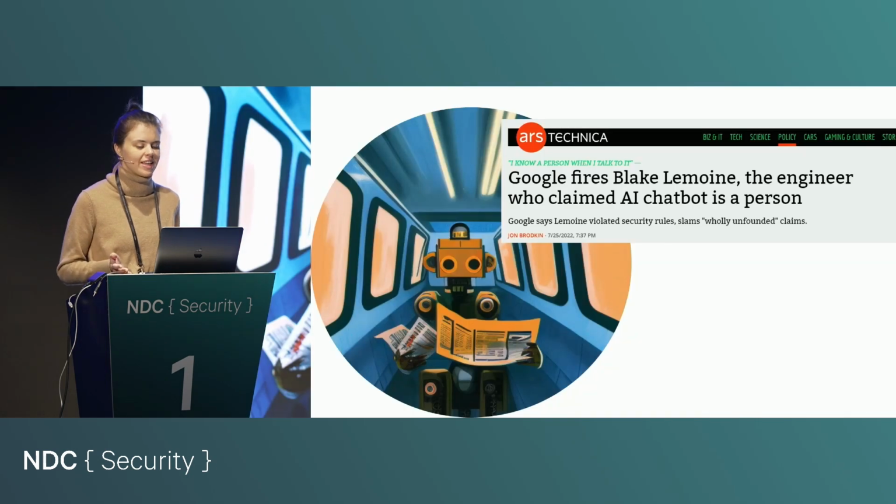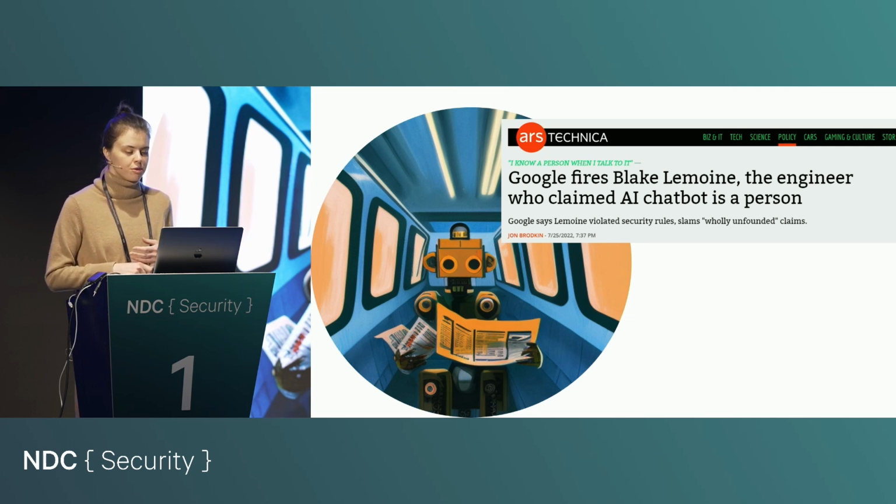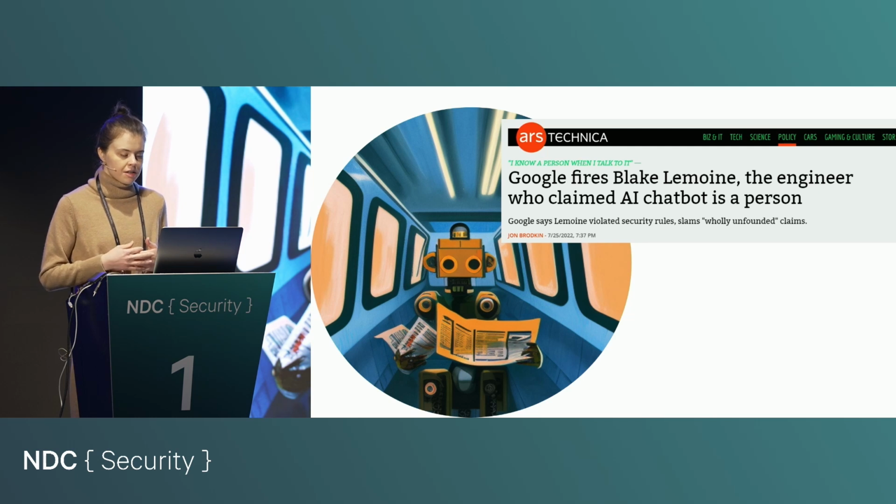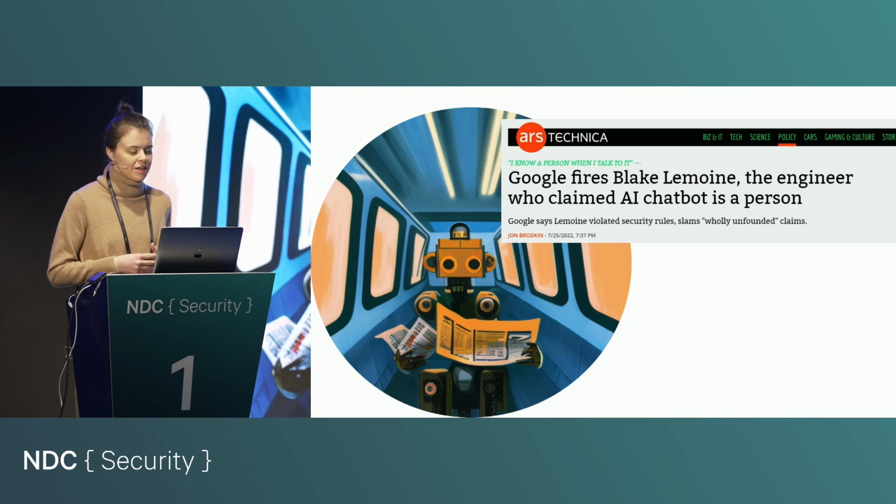And more concretely, what I'm talking about is an incident that happened in the summer, and you maybe heard of it as well. It was a Google whistleblower, a software engineer working in the machine learning team, who claimed that the AI chatbot that he was interacting with had the consciousness and the capacity of, I think it was an 8-year-old or a 6-year-old child, and he was trying to hire a lawyer to assert personhood for this chatbot.